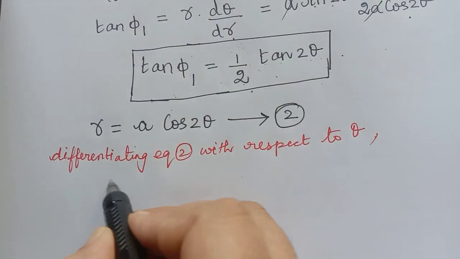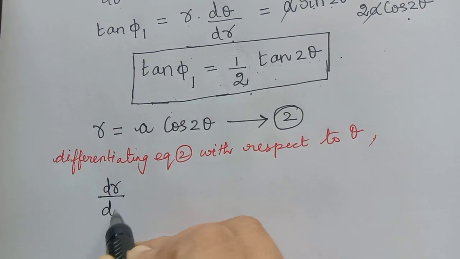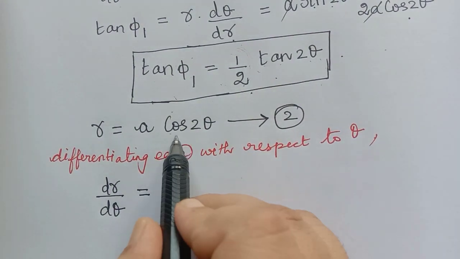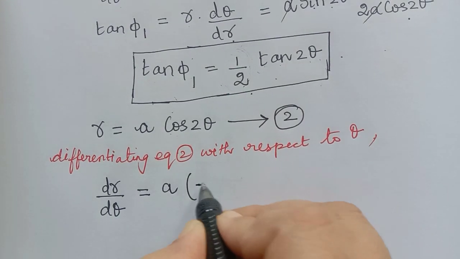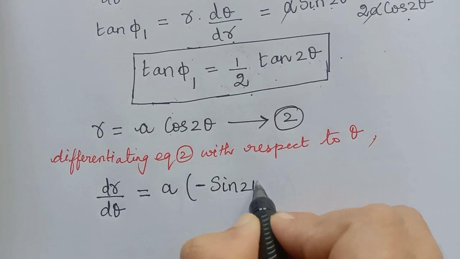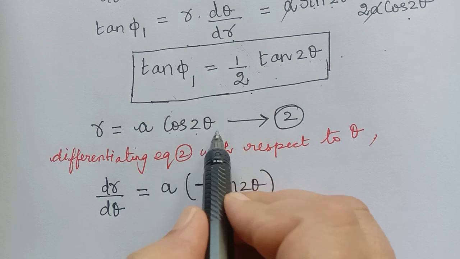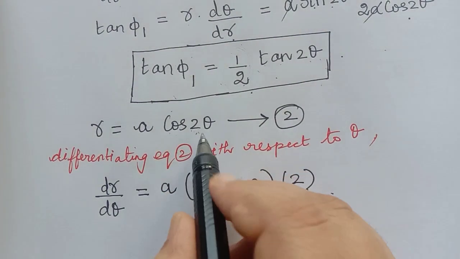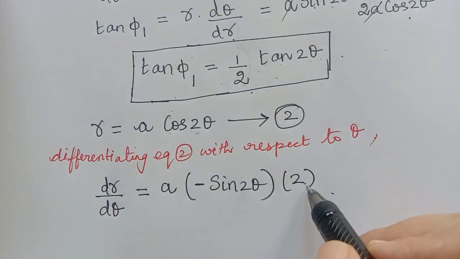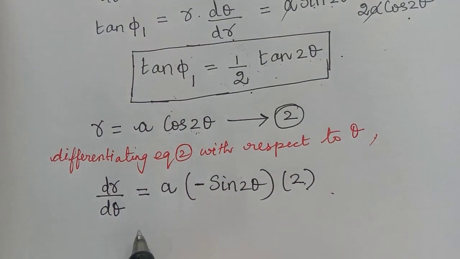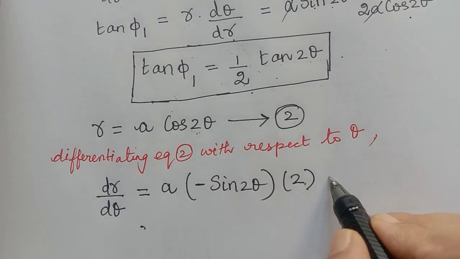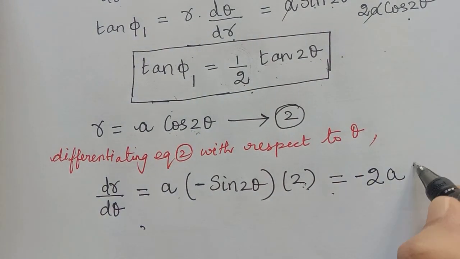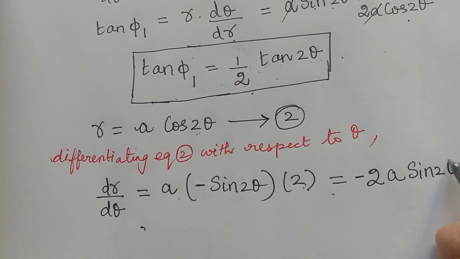When we do so, what we get is dr/dθ equal to a, which is a constant, and what is the differentiation of cos 2θ? It will be minus sin 2θ multiplied by the differentiation of 2θ, which is the constant 2, because the differentiation of θ is 1. Therefore dr/dθ is equal to negative 2a sin 2θ.